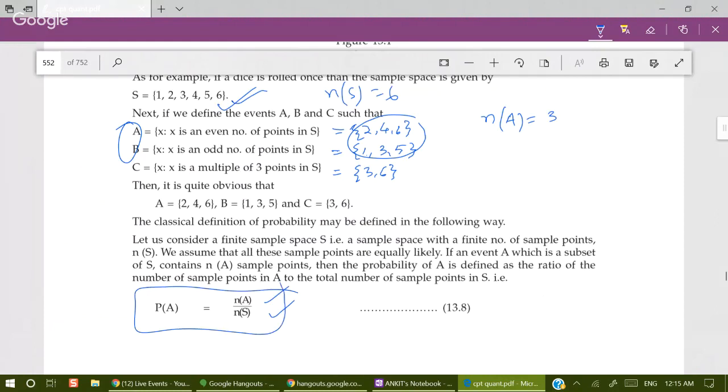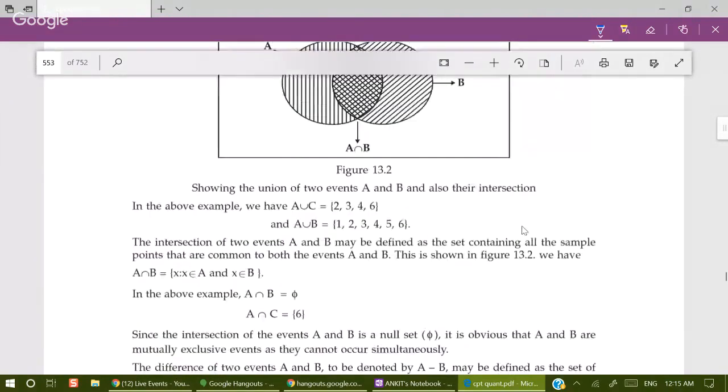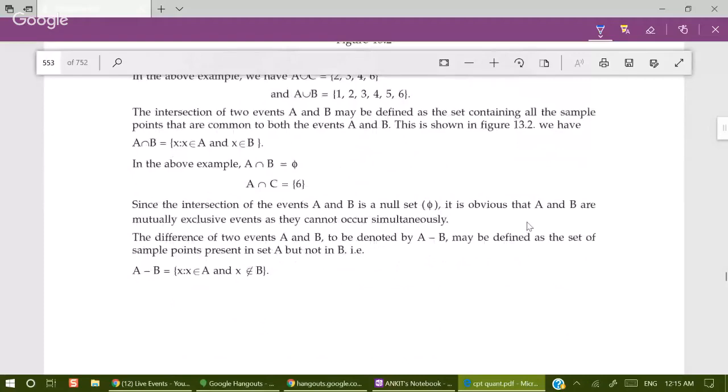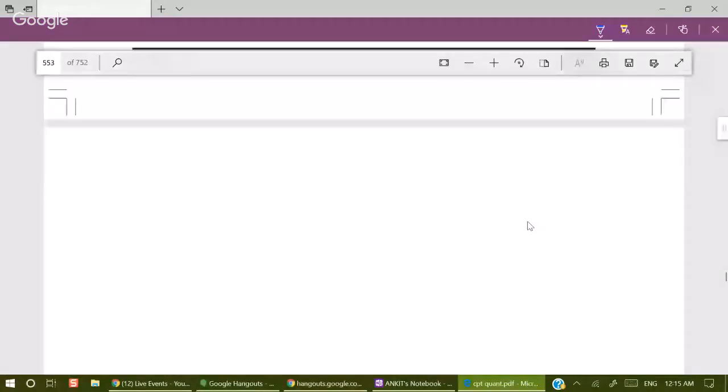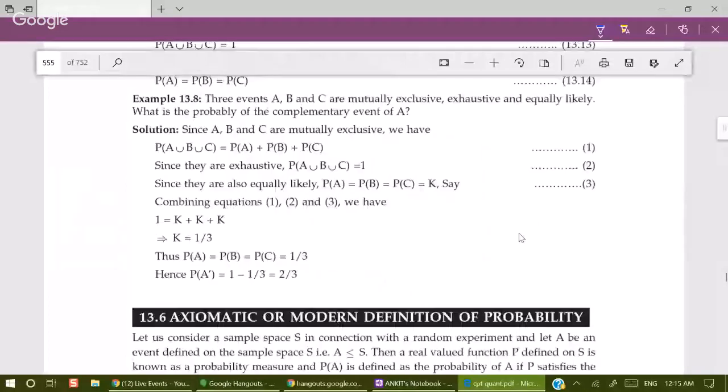nA by nS is the formula. The probability of occurrence of an event E is nE by nS. That is the classical definition of probability. Now, union of two sets and intersection of two sets, I have already talked about. So we'll see examples. Example 13.8. Three events A, B, C are mutually exclusive, exhaustive, and equally likely. What is the probability of the complementary event of A?